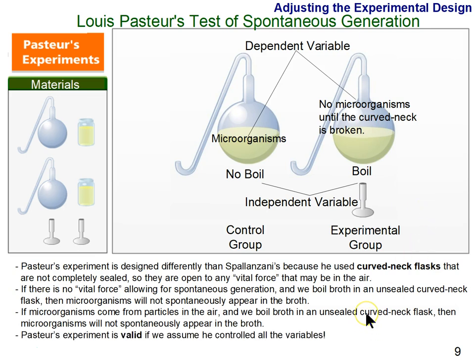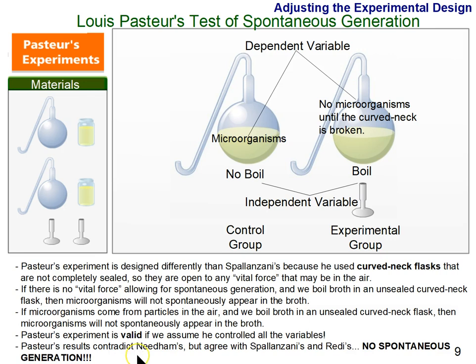So Pasteur's experiment is valid, and we revere him for putting really the final nail in the coffin of this whole idea of spontaneous generation. And his results contradict Needham's, but Needham's results are not valid, and they agree with Spallanzani's and Redi's. So this was, again, the final experiment to show that there is no spontaneous generation, that life does not come from non-living matter in a very short period of time, spontaneously.